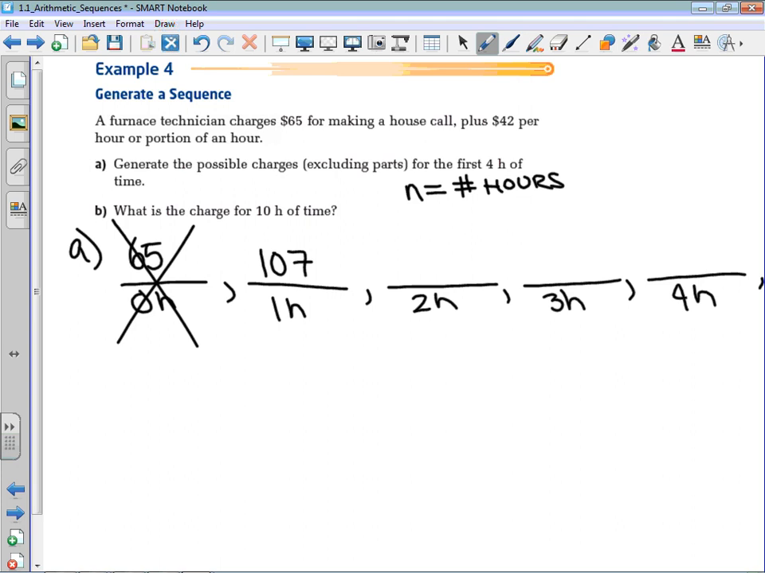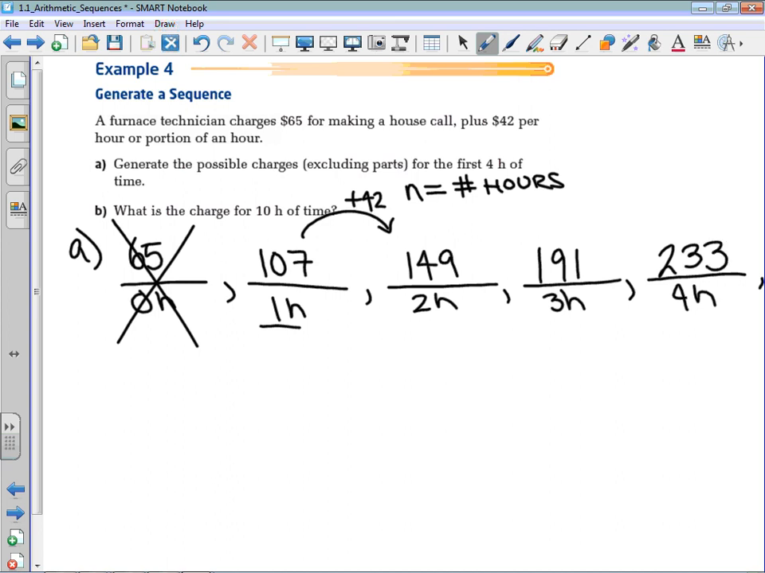So when we talk about how that relates to the question, that hourly charge is the common difference. Because when I'm working on the furnace for 1 hour, I get charged 107. When they're working on the furnace for 2 hours, I get charged 149. And all I'm doing here is increasing the amount that I'm getting charged by 42. So to go from 2 hours to 3 hours, I'm on the hook for another $42. So that's $191. From 3 hours to 4 hours, it goes up by 42 again. So it is $233, which gets real big real quick.